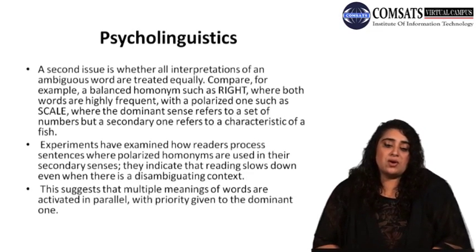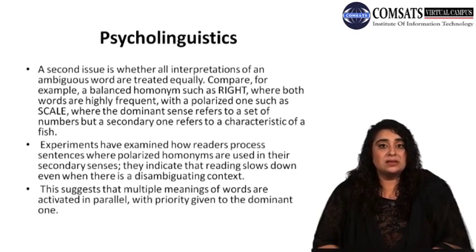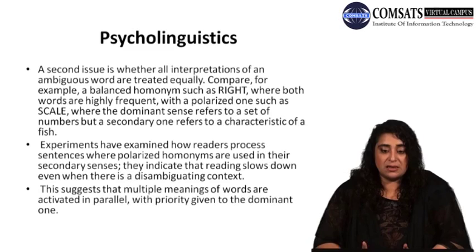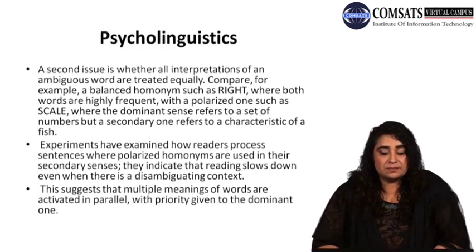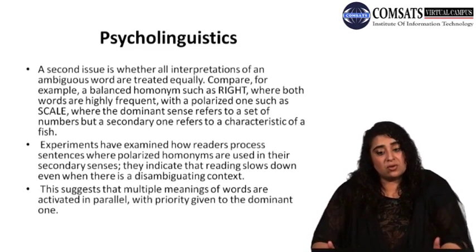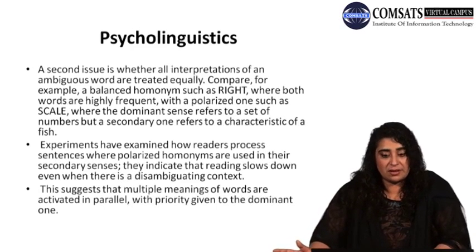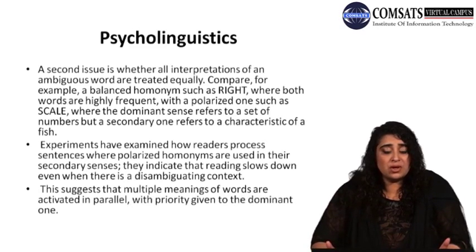A second issue is whether all interpretations of an ambiguous word are treated equally. Compare, for example, a balanced homonym such as right, where both words are highly frequent. This word right can be used for two meanings: right and wrong in that sense, or right as in the direction. So if I say, I need you to turn to the right, I'm not telling you to choose from wrong or good or bad, but to turn yourself towards the right side. Once again, you can try to understand the context through the sentence.